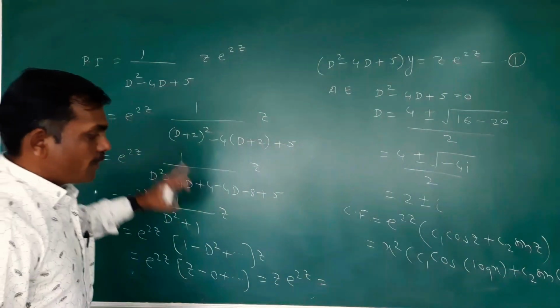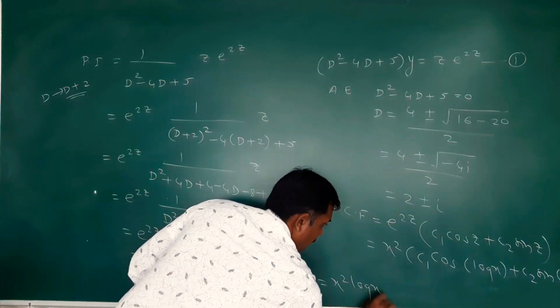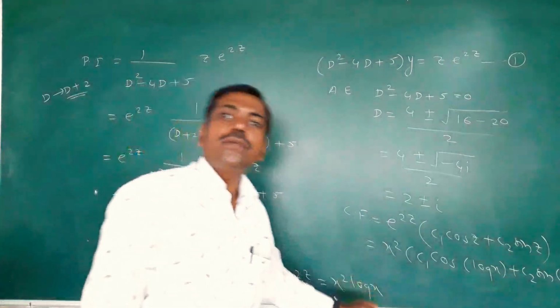And you can write that z means log x and e raised to 2z means x square. So it is x square log x. Correct? This is my particular integral. Now complete your answer, CF plus PI.